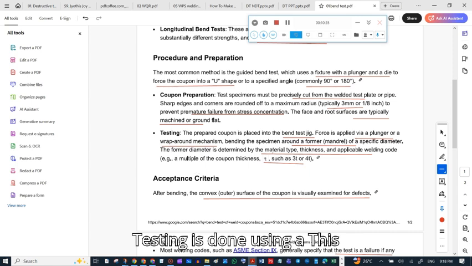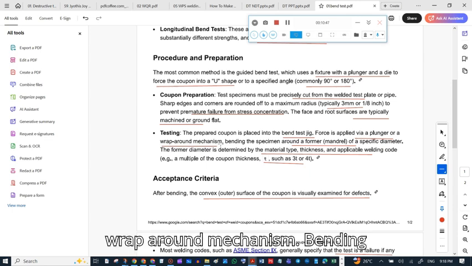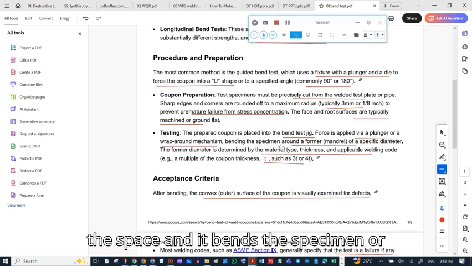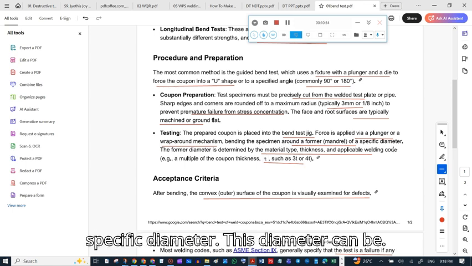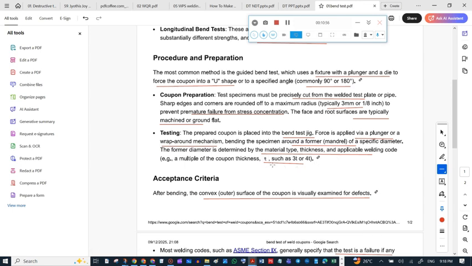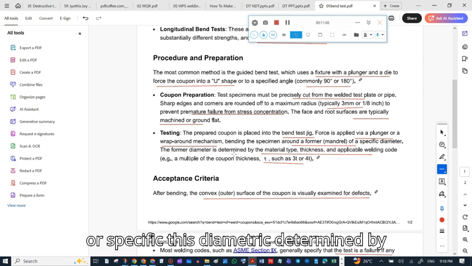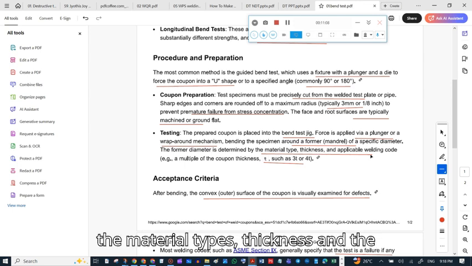Testing is done using this fixture, also called a bend test jig. Force is applied via the plunger or a wrap-around mechanism, and it bends the specimen around a mandrel or former of a specific diameter. This diameter can be 3T or 4T, where T is the coupon thickness. The diameter is determined by the material type, thickness, and the applicable weld code.